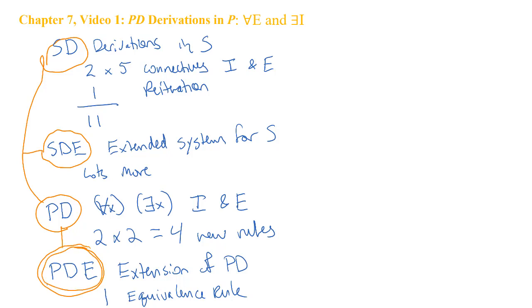If we include all of the previous systems in PDE, it makes PDE the most versatile of the systems. PDE won't be any more powerful than PD because it's a conservative extension. But PD is of course more powerful than SD because it can deal with the quantifiers where SD cannot.